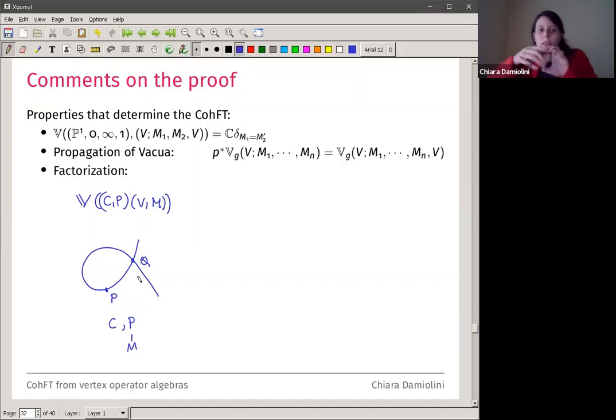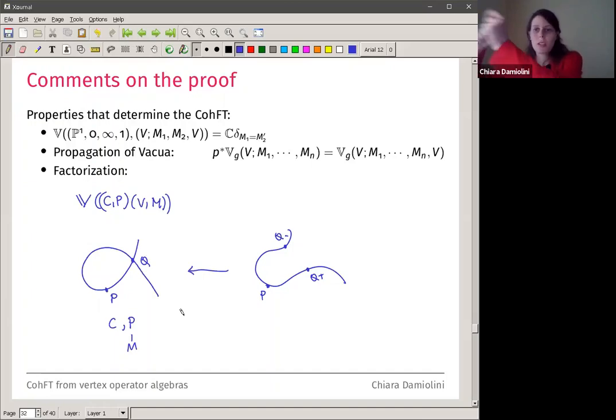What I can do is that every time I have a node, I can blow up the curve. Essentially, I imagine that I'm cutting and pasting. I'm cutting the curve at Q and blowing it up so that I add two extra points. Or if you want to go backwards, every time I have a curve with three points, I can choose two and glue them together to get a nodal curve. So this new curve, let me call it Cn for normalization, is now marked by three points.